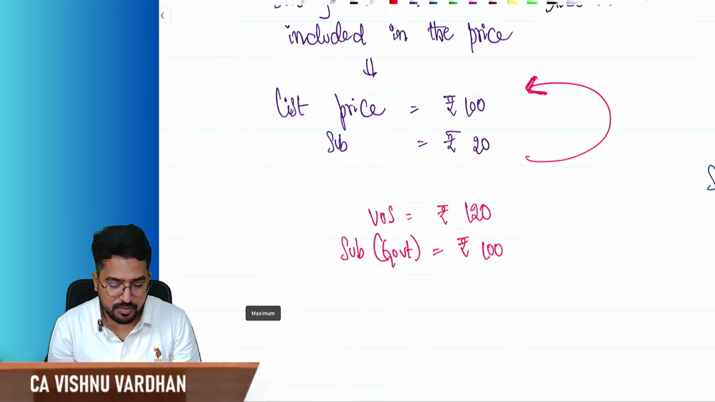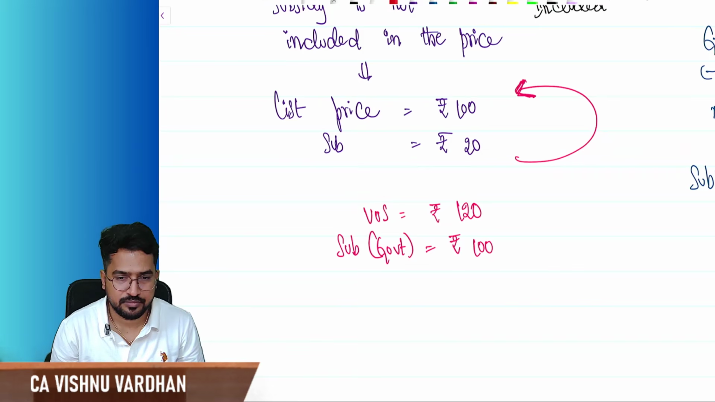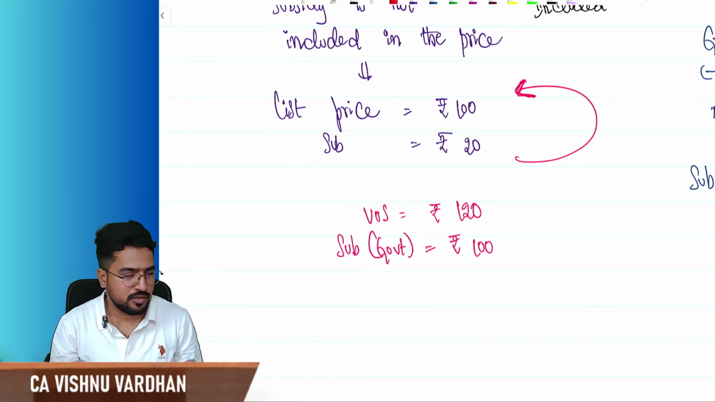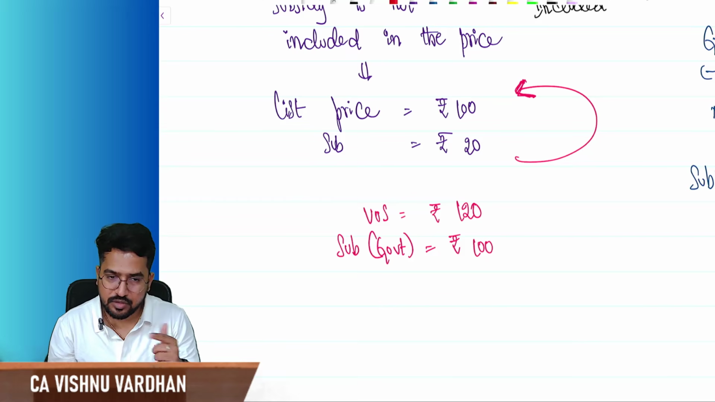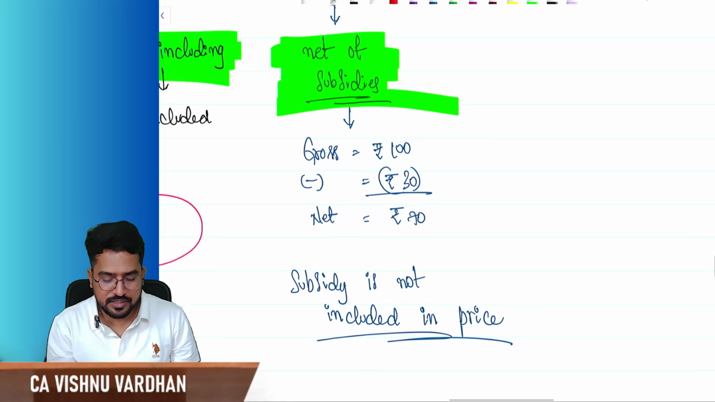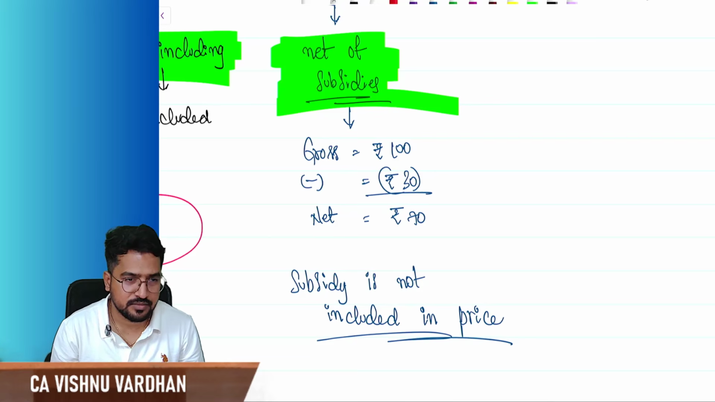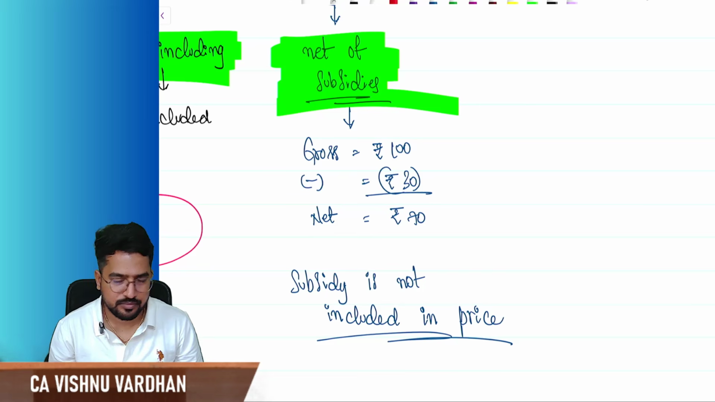I have fixed this price of 100 rupees, knowing that I will get a subsidy of 20. So 100 is different, 20 is different. That 100 does not include the 20 rupees. And "net of subsidies", what does it mean? Are subsidies included or not included? Subsidies are excluded. Am I clear?